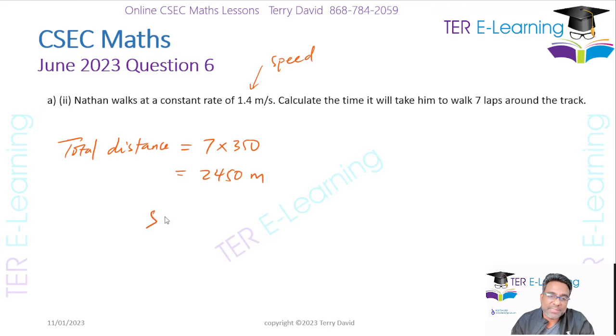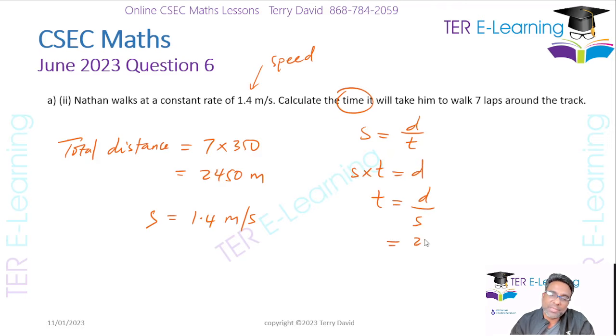You know what speed is? Speed is 1.4 meters per second, right? Now the formula for speed is distance over time. What I want here is time. If I rearrange this formula, I'm going to get S multiplied by T is equal to distance. So therefore, time is simply going to be distance over your speed. So that's going to be 2450 over 1.4. And that's going to give you about 1750 seconds. Right? So that's the time taken for him to make 7 laps around the track.